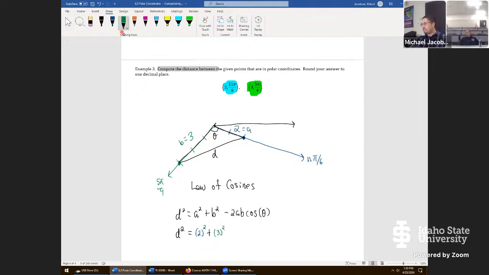So we have to square the 3, then minus 2 times both of those values, 2 times 3 for a and b. And then cosine of the angle theta. I'd say this is the most confusing part right here on getting that value.